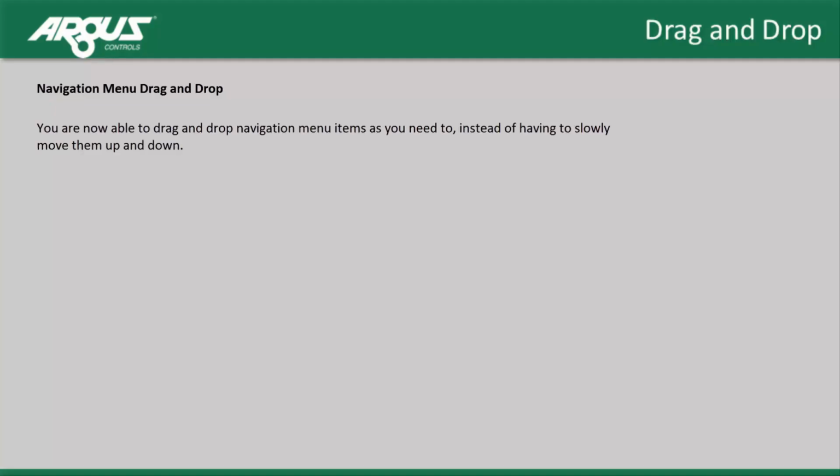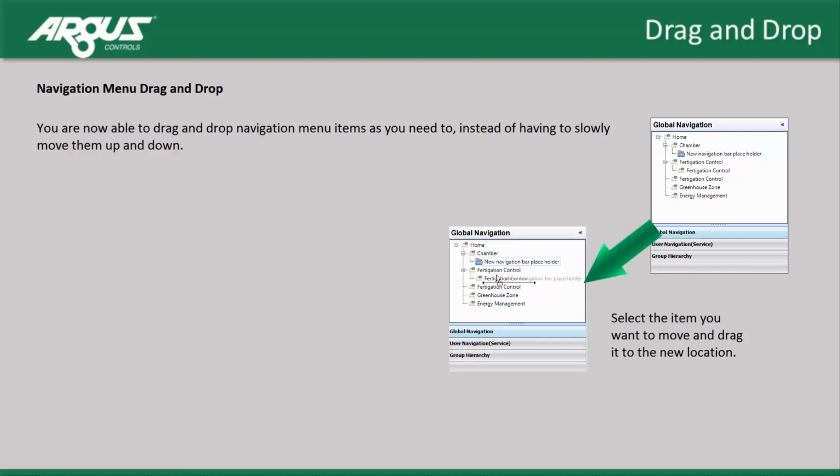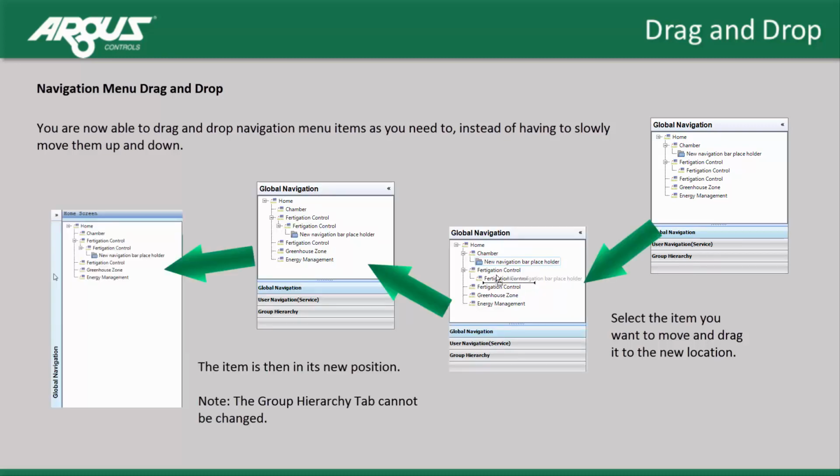Navigation menu drag and drop. You're now able to drag and drop navigation menu items as you need to, instead of having to slowly move them up and down. Select the item you want to move and drag it to the new location. The item is then in its new position. Please note, the Group Hierarchy tab cannot be changed.